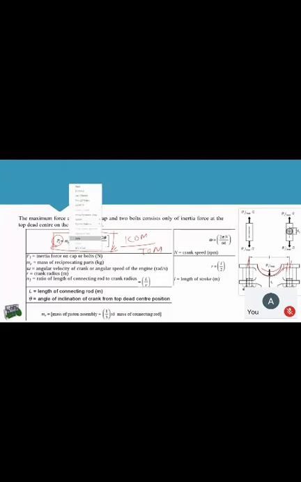Okay, so the inertia force which is induced is given by the product of m_r, which is the reciprocating mass, ω is the angular velocity, r is the crank radius, θ is the angle of inclination of the crank with respect to TDC, and n1 here is taken as the ratio L by R. This is basically the ratio of length of connecting rod to crank radius.